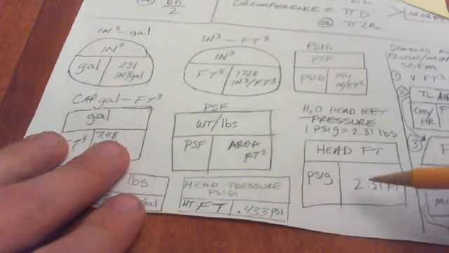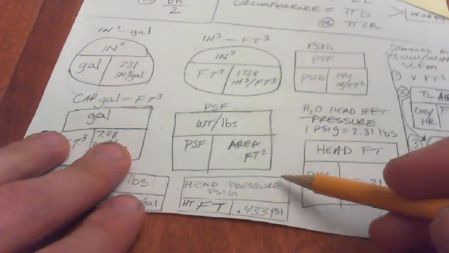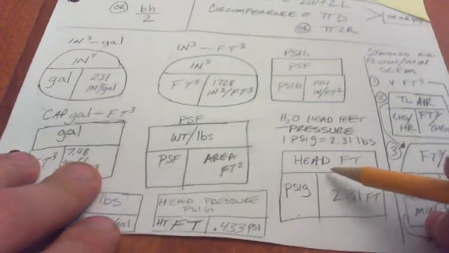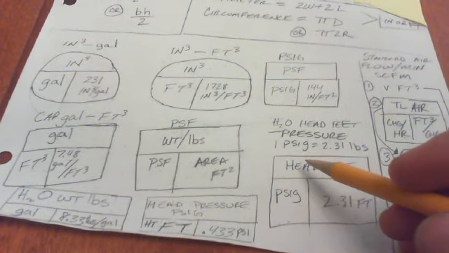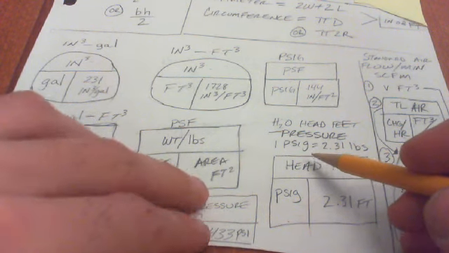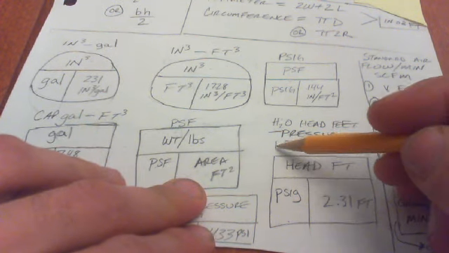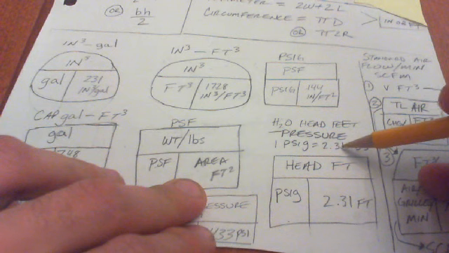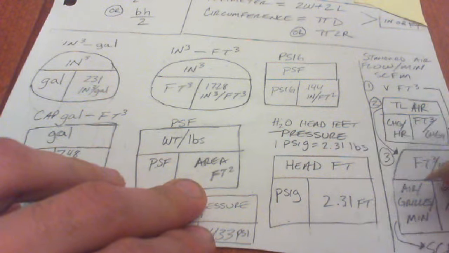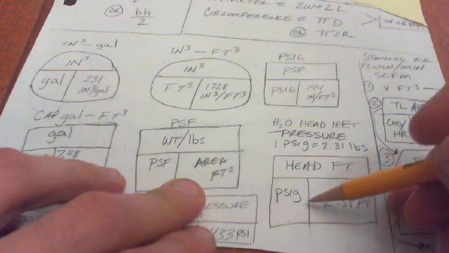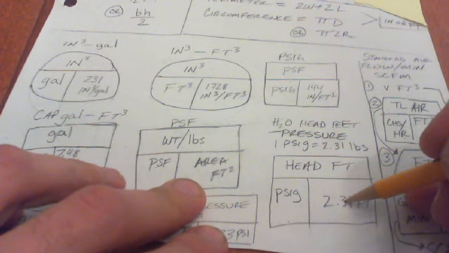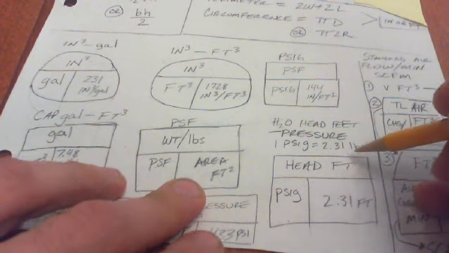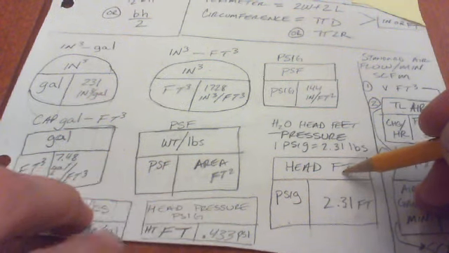The two other formulas that are closely related are these two here for waterhead. The one they showed us in the book was this one here. 1 PSIG equals 2.31 pounds. So you can plug it in like so. Put your PSIG here, multiply it by that, and it'll give us the height of the waterhead.